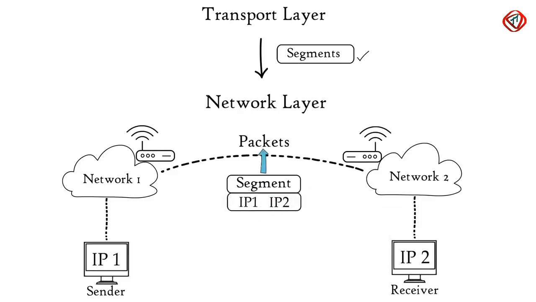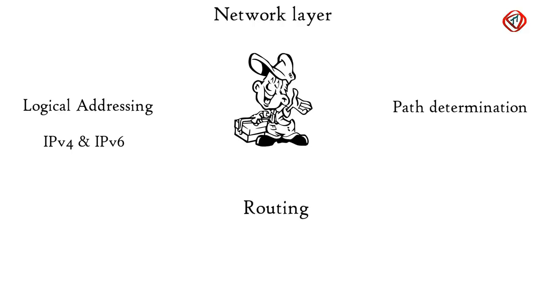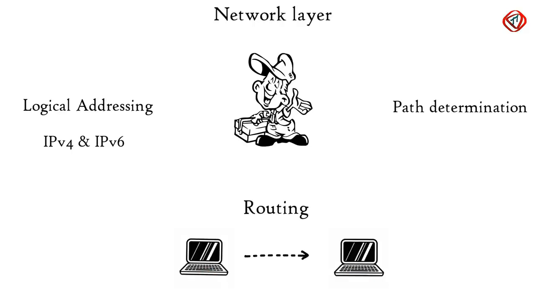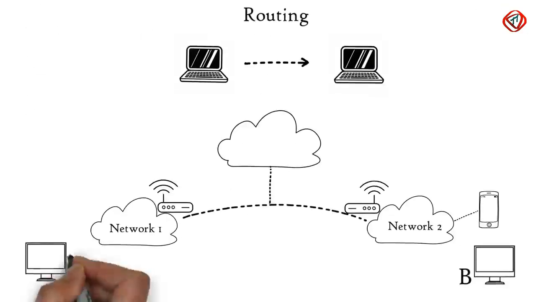IP addresses are assigned to ensure that each data packet can reach the correct destination. Routing is a method of moving data packet from source to destination, and it is based on the logical address format of IPv4 or IPv6. Suppose computer A is connected to network 1 and computer B is connected to network 2.